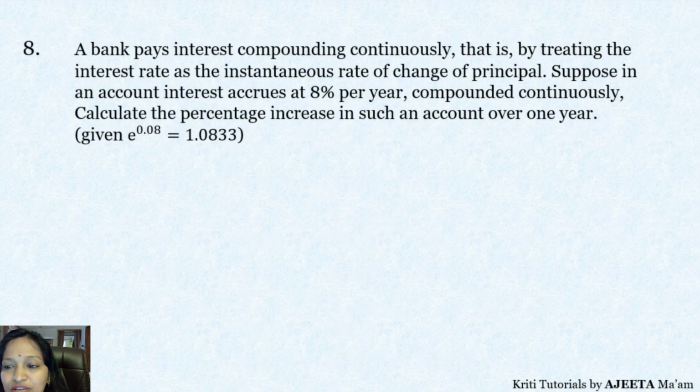A bank pays interest compounding continuously, that is, by treating the interest rate as the instantaneous rate of change of principal. Suppose in an account interest occurs at 8% per year compounded continuously.